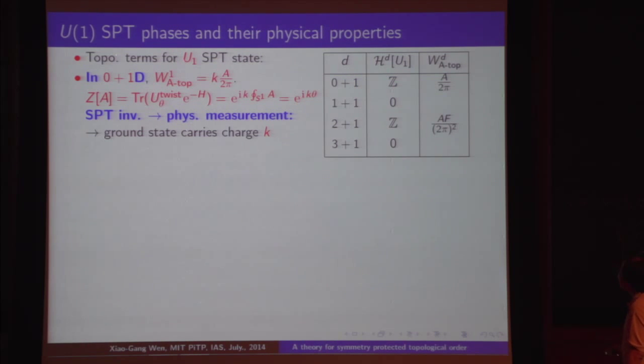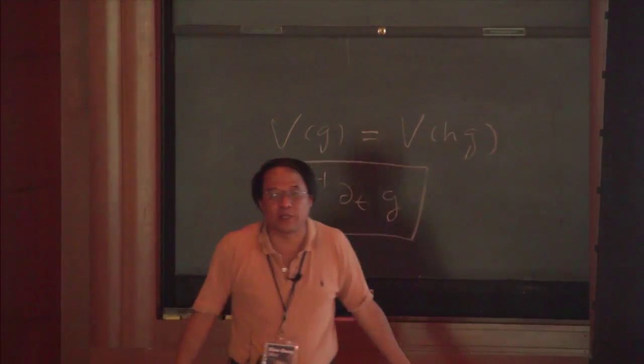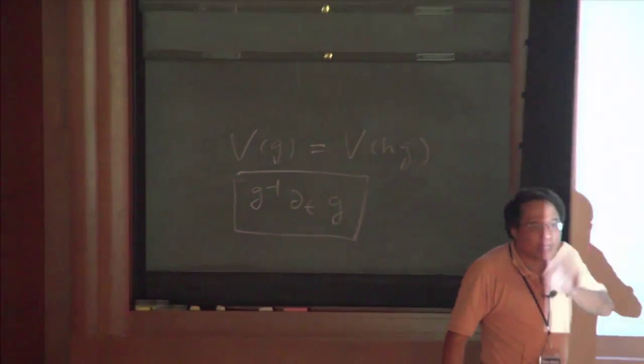And then in 2 plus 1 dimension, we could have a three-dimensional Chern-Simons term, so we could have an SPT invariant in 2 plus 1 dimension. But we fail to see this in the nonlinear sigma model, at least in the continuous nonlinear sigma model. Because G is only e to the i theta, this construction only works in 0 plus 1 dimension. In 2 plus 1 dimension, when you cube this, it is equal to 0. So there's no continuous field theory nonlinear sigma model that gives rise to anything.